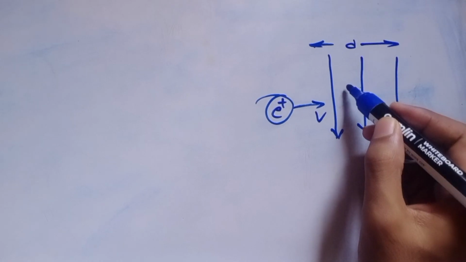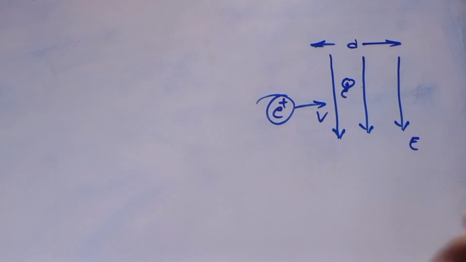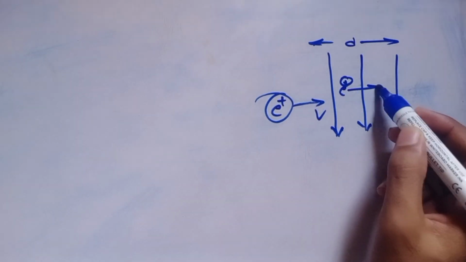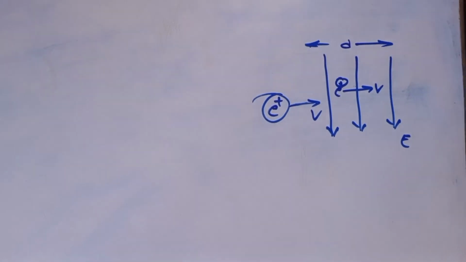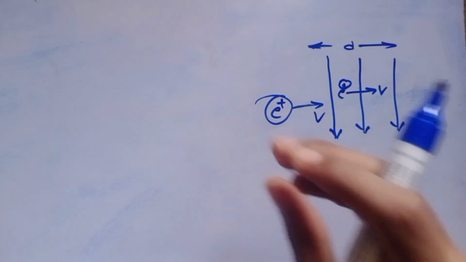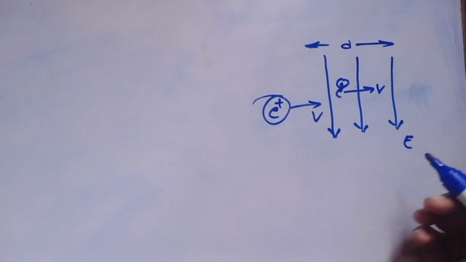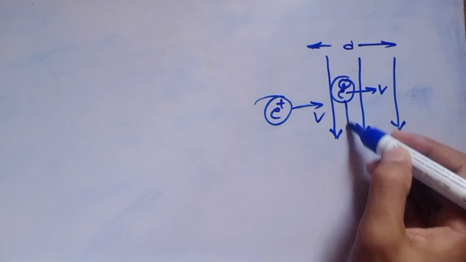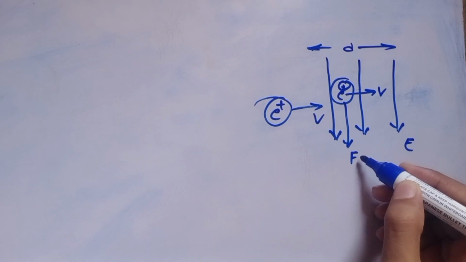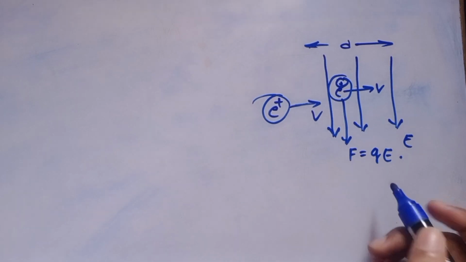So when this positive charge particle enters the electric field, then what is happening? First of all, it moves with v velocity in the x-axis, which is constant throughout the electric field, as there is a force applied in the negative y-axis. The magnitude of force is equal to QE in the negative y-axis.